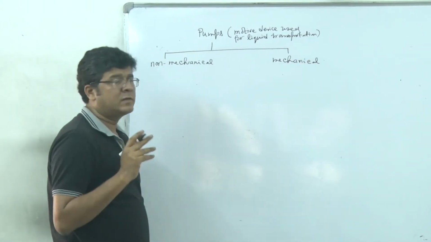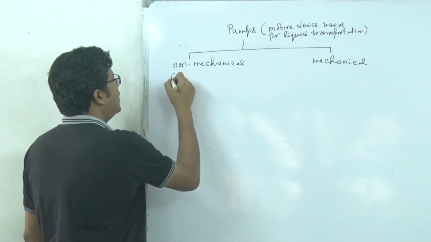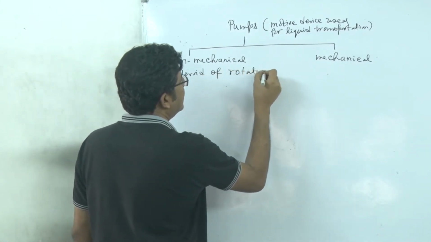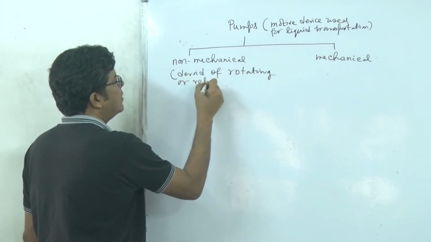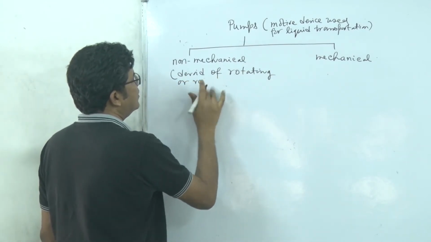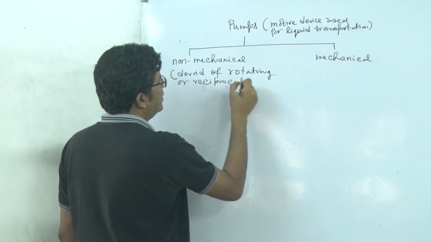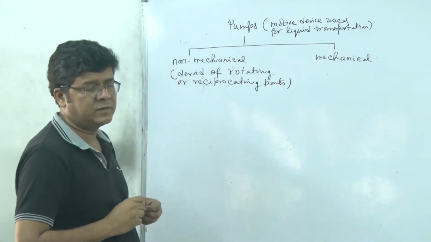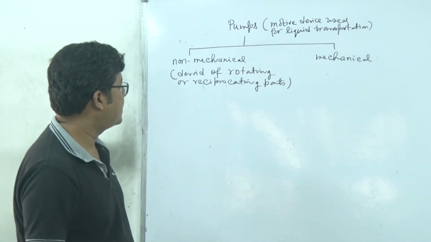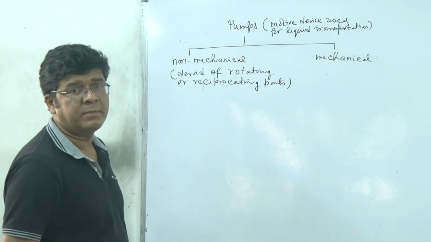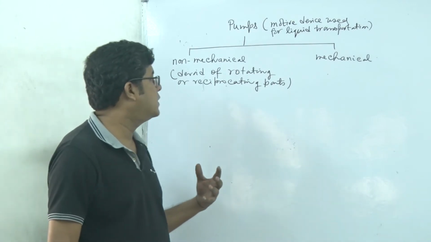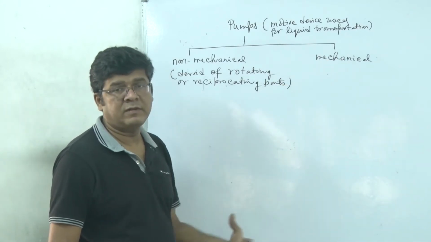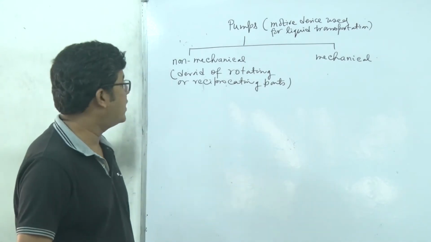Non-mechanical pumps are devoid of rotating or reciprocating parts, whereas mechanical pumps essentially contain them, and that rotating accessory or reciprocating accessory mediates the transport of power from the motor to the fluid.